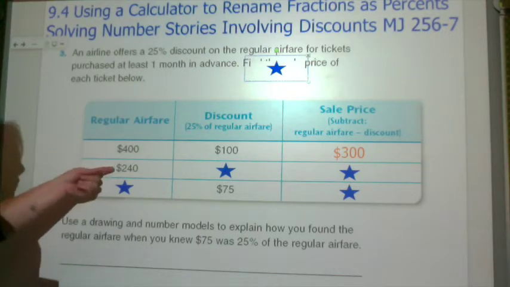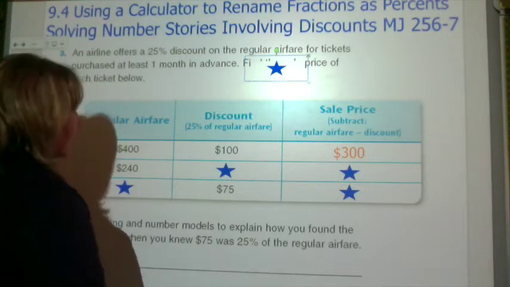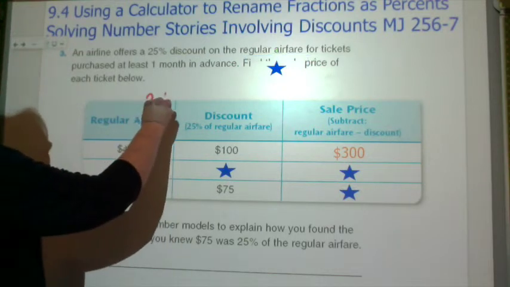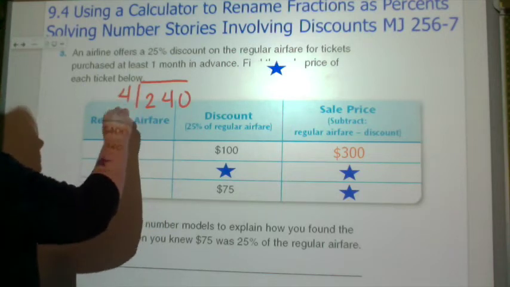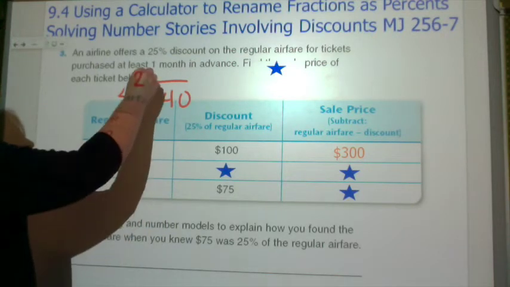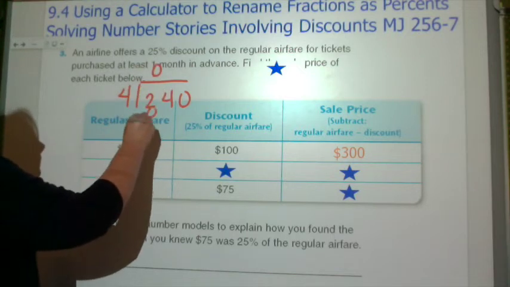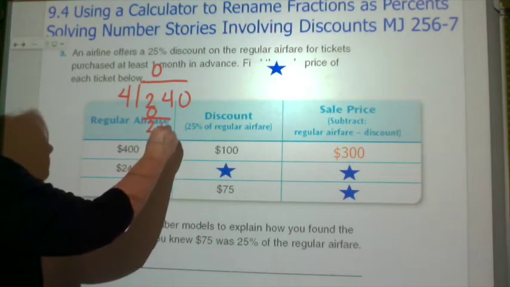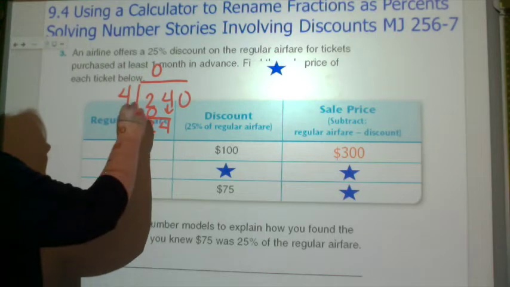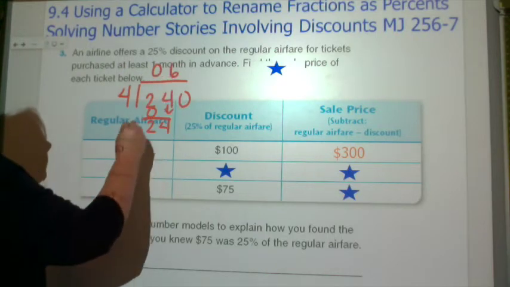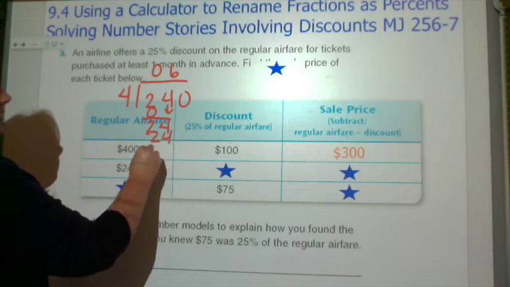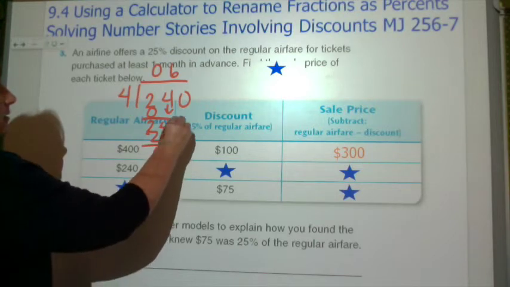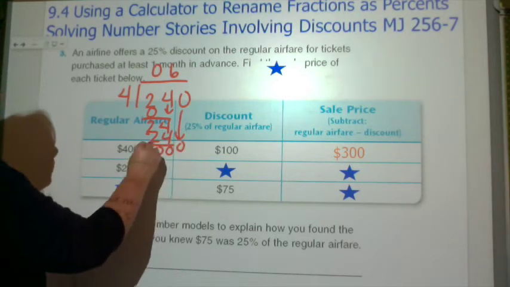Same thing for $240. Let's see if we can figure out $240. We don't need our stinking calculators for this. I'm going to divide it by 4 because 25%. 4 can't go into 2. Subtract, bring it down. 4 can go into 24 6 times. 6 times 4 is 24. Bring it down. Ooh, I have zeros all here.